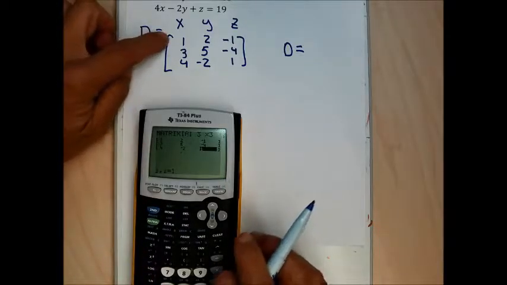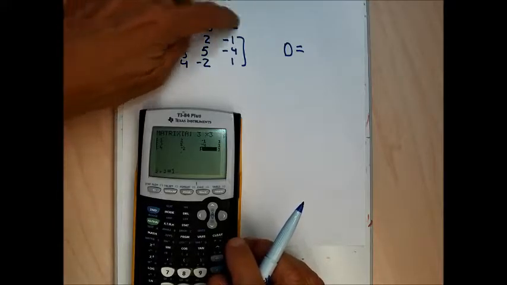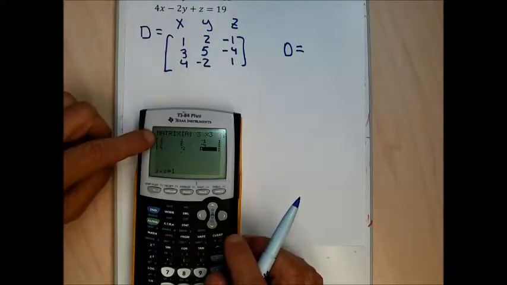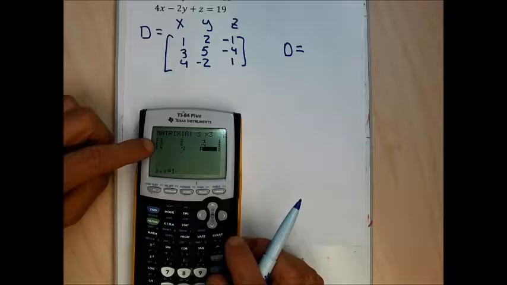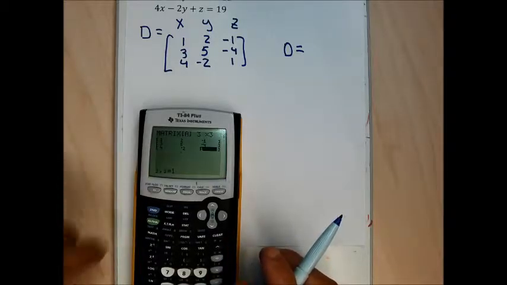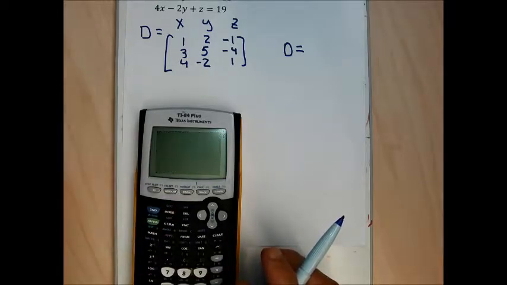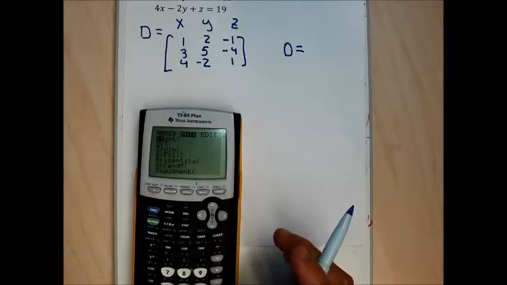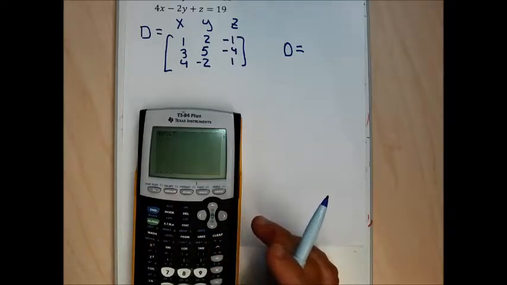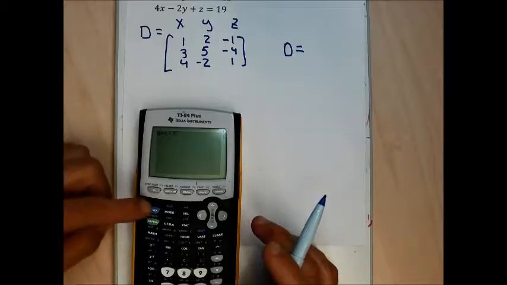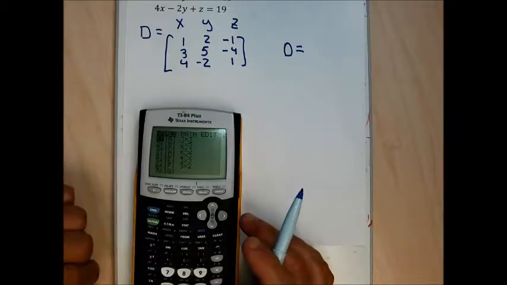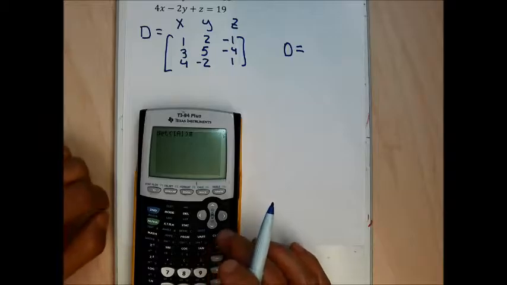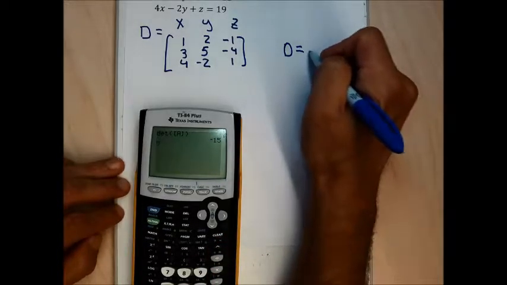So I just took this matrix that I created with the x's, the y's, and the z coefficients: 1, 2, negative 1, 3, 5, negative 4, 4, negative 2, 1. I hit second quit. Now second matrix, arrow over to math, hit enter on DET and do the determinant of that matrix A. So now second matrix, names, A, parentheses, and D is going to be the number negative 15.